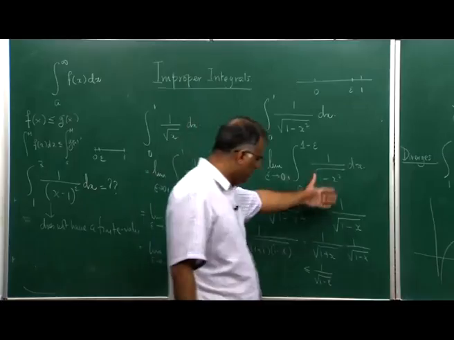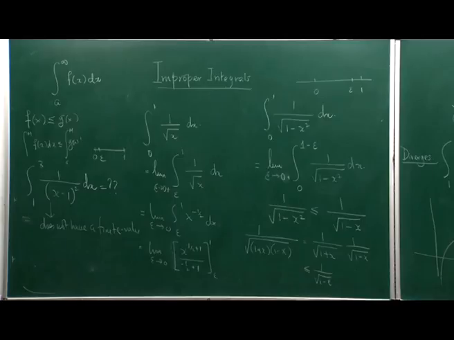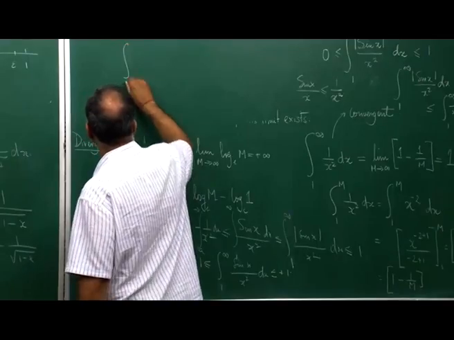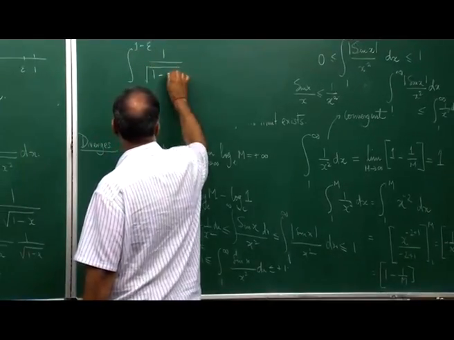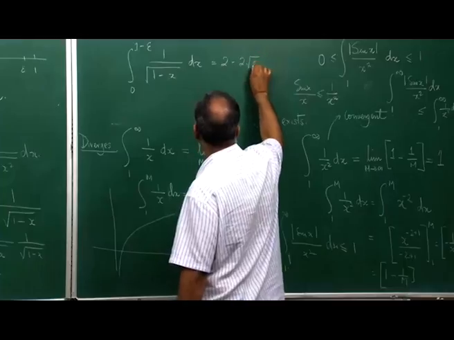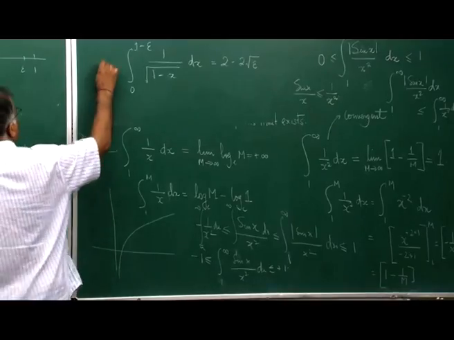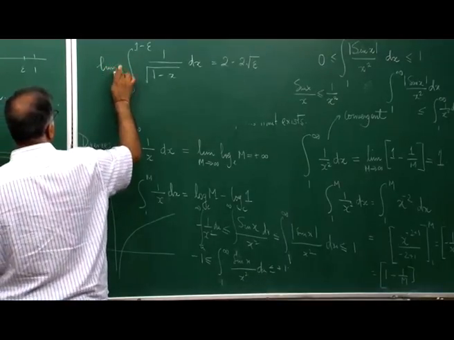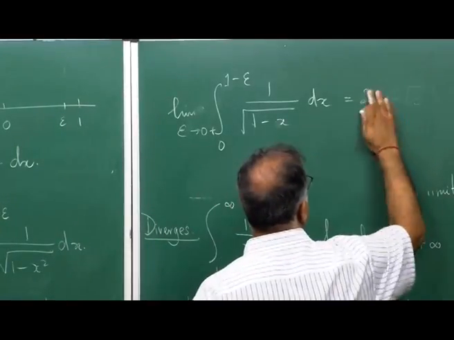Now, if I can evaluate this integral from 0 to 1 and then do something, then you get the result. So, I just ask you to show that the integral from 0 to 1 minus epsilon of 1 by root 1 minus x dx is actually 2 minus 2 root epsilon. Let us check this calculation out, and then take the limit as epsilon goes to 0. So, what are you going to get? This will become 2.